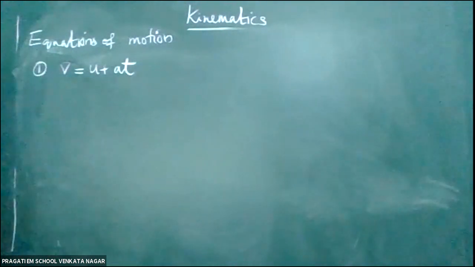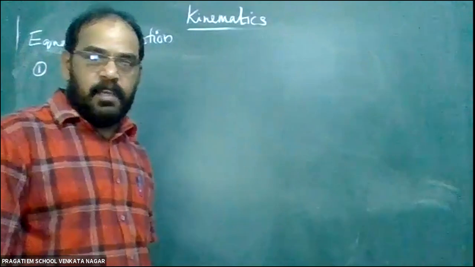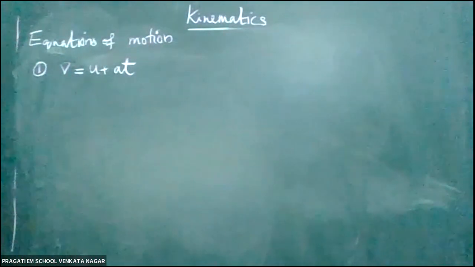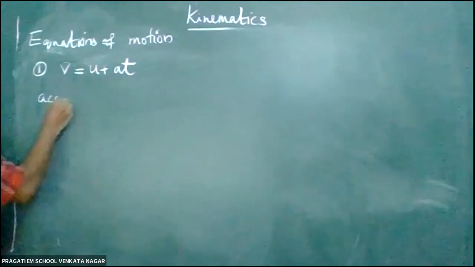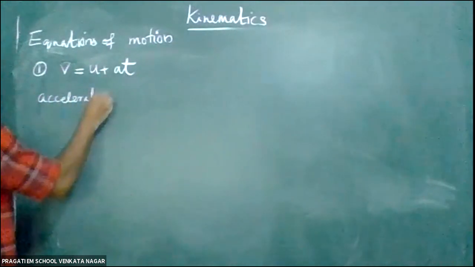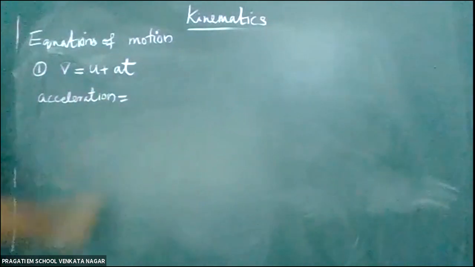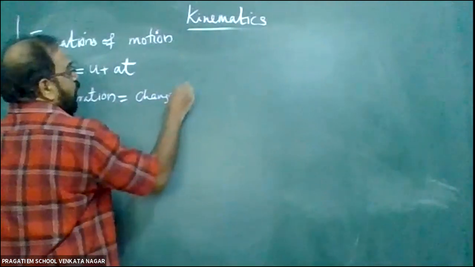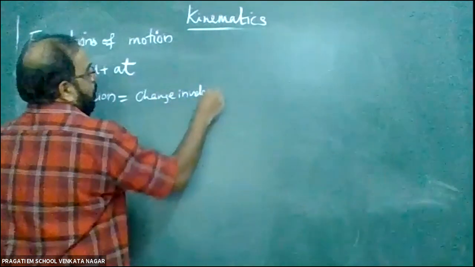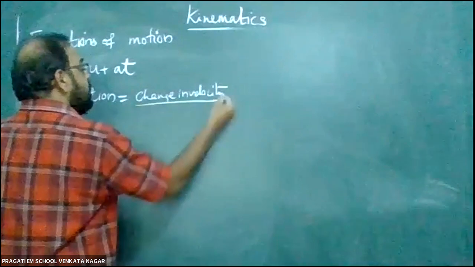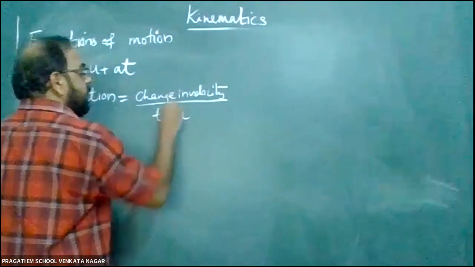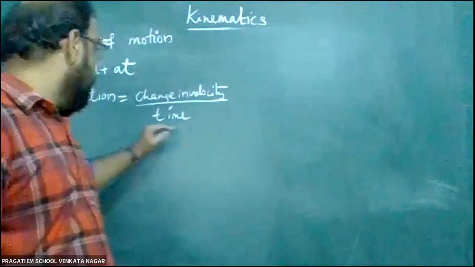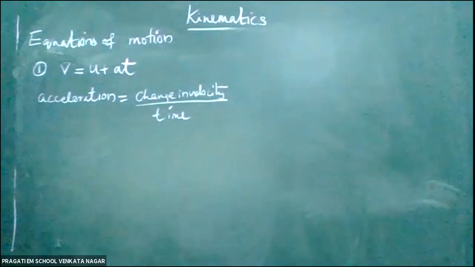So already previously we said what is u, what is v, what is t, and what is s. Then when a body is moving with that, what is the acceleration? The acceleration is the rate of change in velocity, that is change in velocity by time. Already I told you the meaning of rate. Rate means by time. Change in velocity by time.